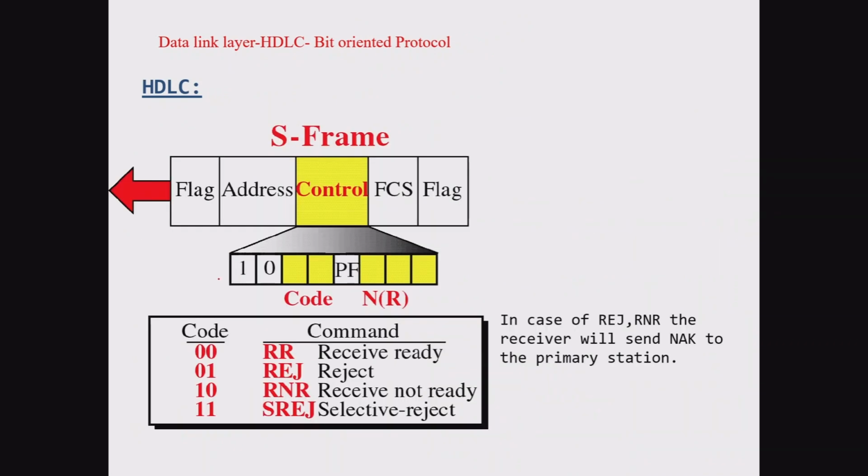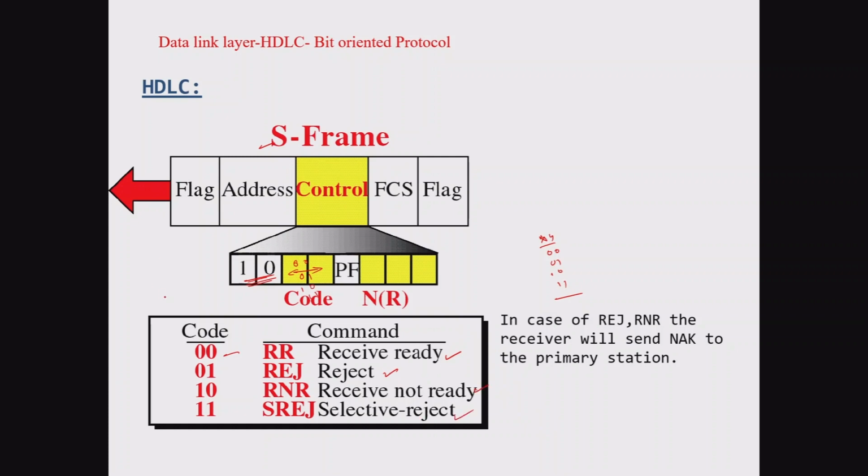Now if you consider the S frame, how do you identify it? If these 2 bits are 10, this is what we call the S frame. Now what is the meaning of these two code bits? There are possibilities: 00, 01, 10, 11. 00 means receive ready, and the others are reject, receive not ready, and selective reject.